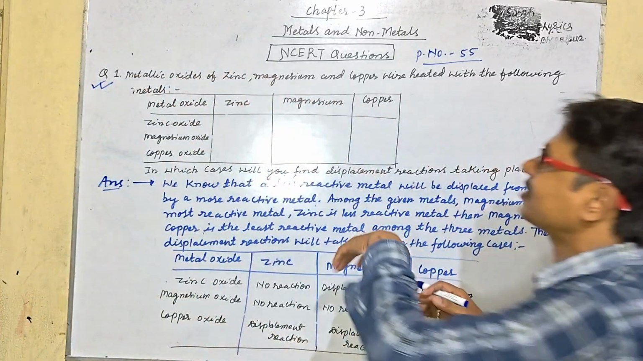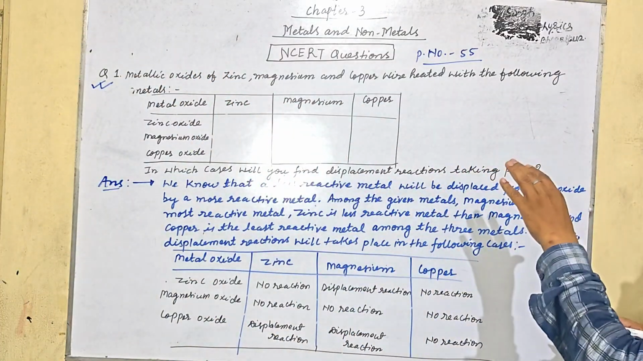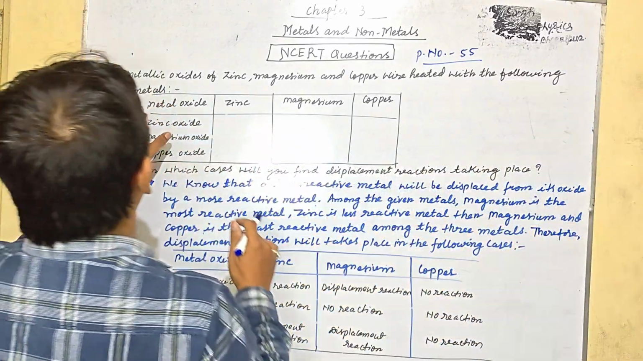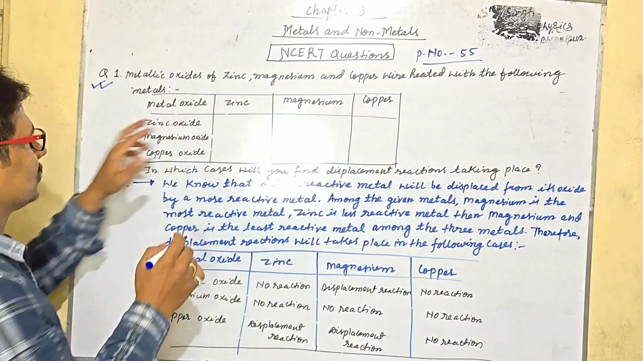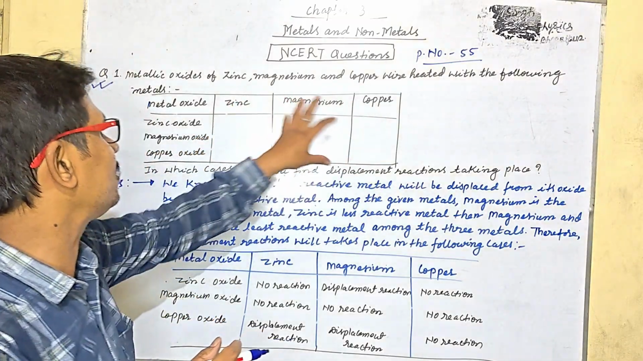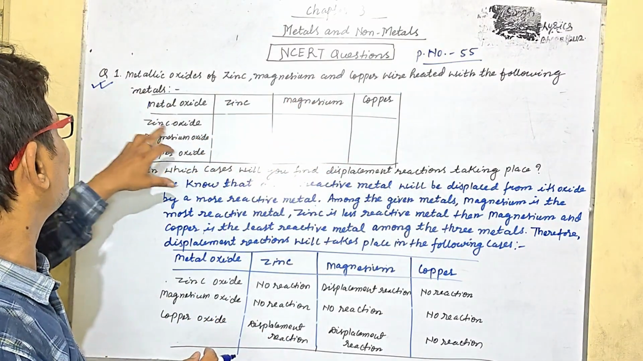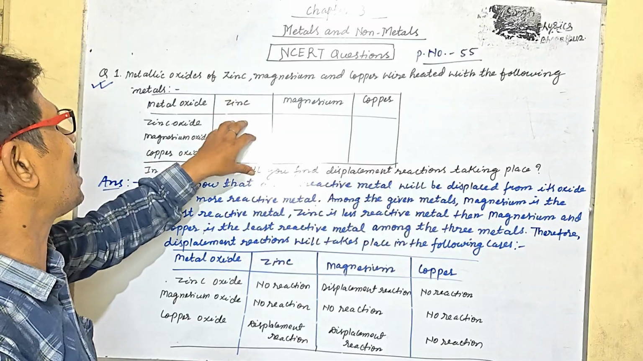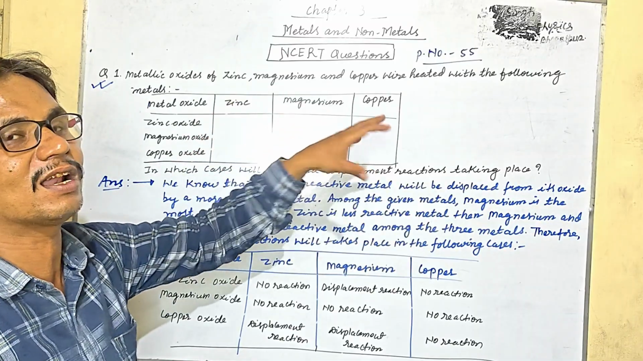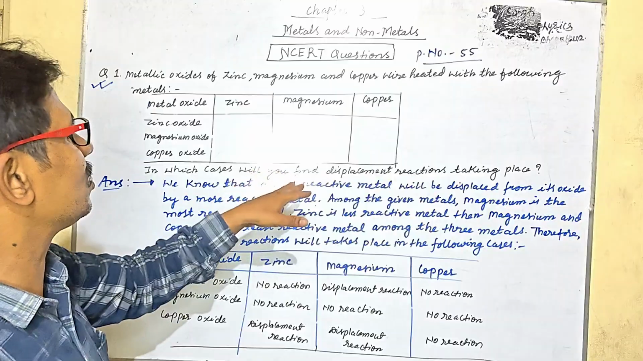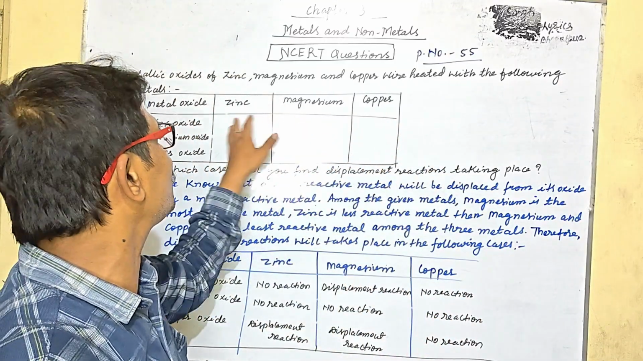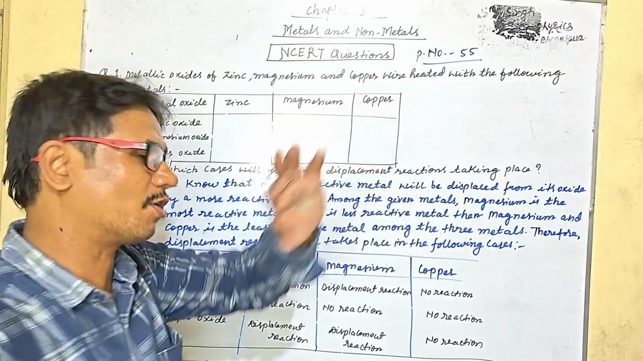There is a metal oxide of zinc, magnesium and copper, heated with the following metals. So the following metals are going to be heated: zinc, magnesium and copper. There are three boxes. In the first box zinc oxide is given, magnesium oxide is given, copper oxide is given. You have to write down which metal displaces which metal, and in which cases the displacement reaction takes place.